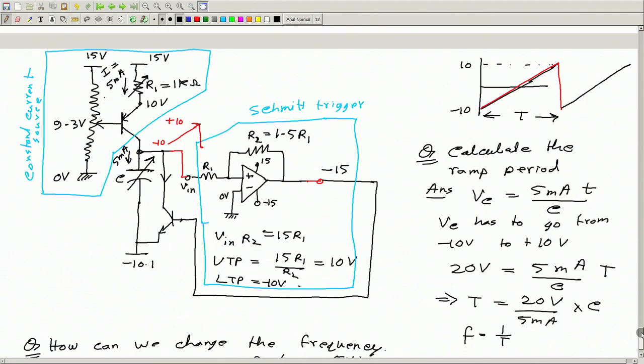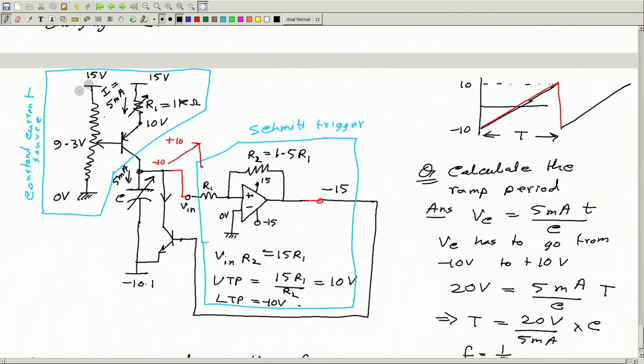And here in this circuit we have taken a constant current source which is realized using a transistor based circuit.